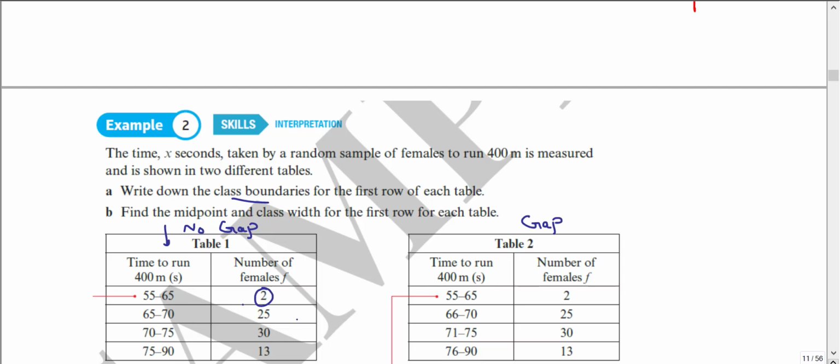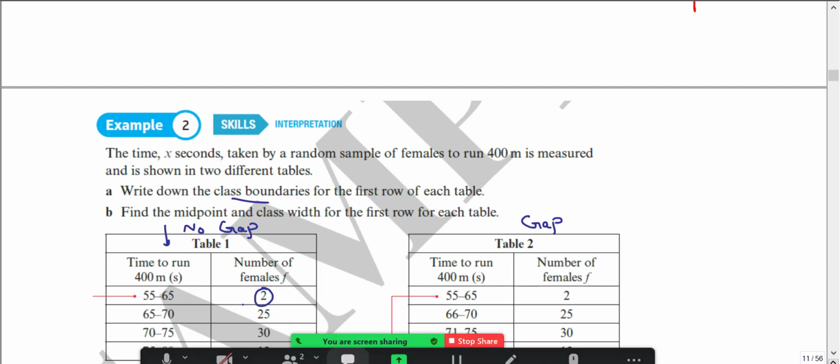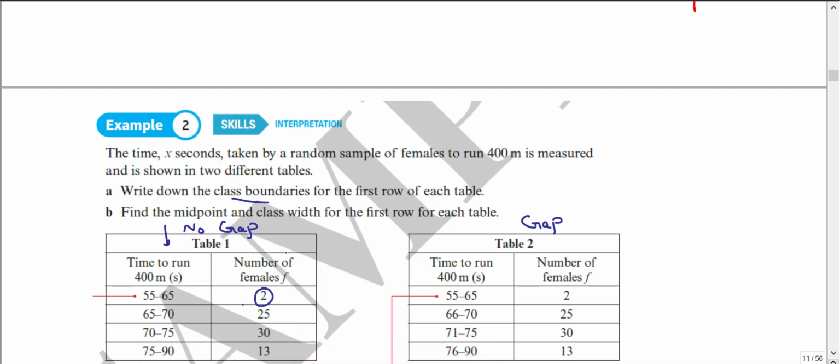If we compare the two tables, what's the difference? Do you notice anything different between the two tables? Have a good look and tell me if there is something different. One of them is 60, one is 65 to 70. Yes. And the other one 66 to 70. Yes, correct. They all added one.